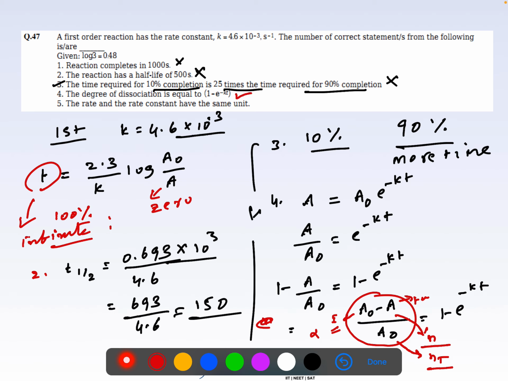Let's see the fifth one: rate and rate constant have the same unit. Rate has units of molarity per second and the rate constant is per second. So these are different. So this 5 is also wrong. So the only correct statement is option 4. So the number of correct statements is 1.